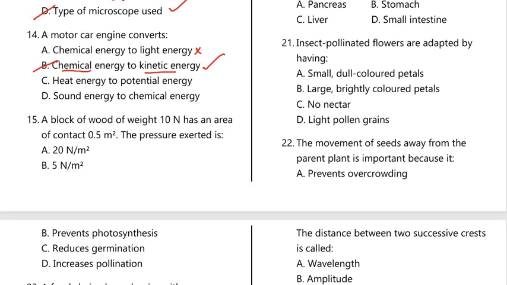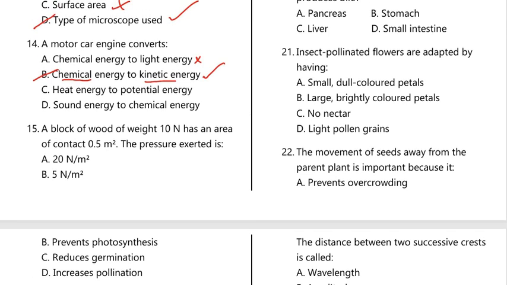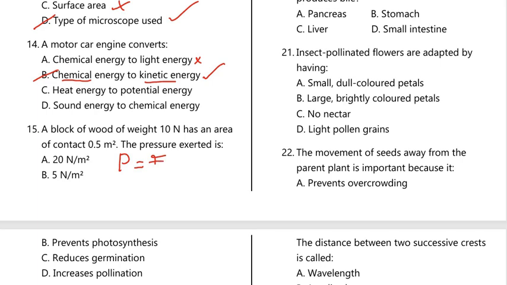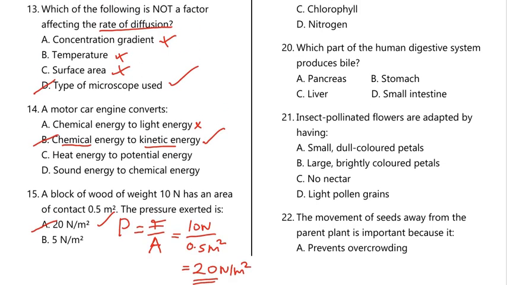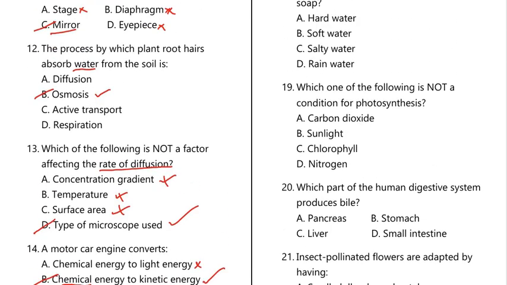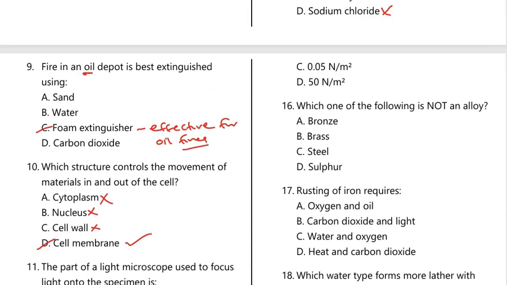15. A block of wood weighing 10 newtons has an area of 0.5 meters squared. The pressure exerted is, this tests pressure. You know that pressure is given by force divided by area, force acting normally per unit area. We have the force 10 newtons divided by area of contact, which is 0.5 meters squared. 10 divided by half, we get 20 newtons per meter squared. So the first choice is the right choice, 20 newtons per meter squared, or we can use pascals, which are also the unit of pressure.